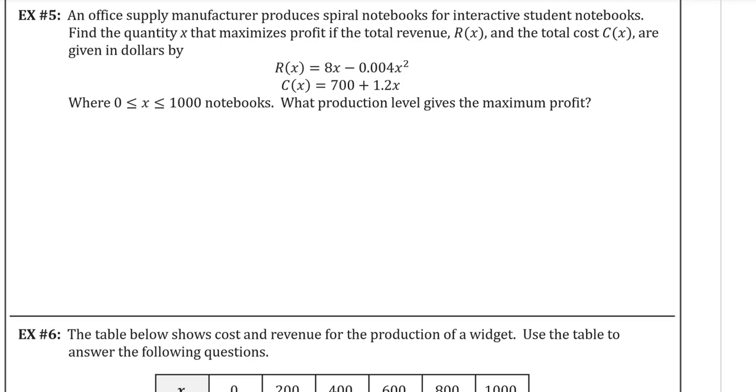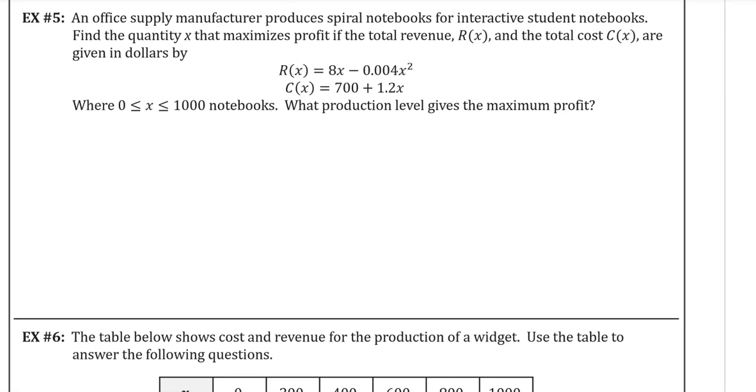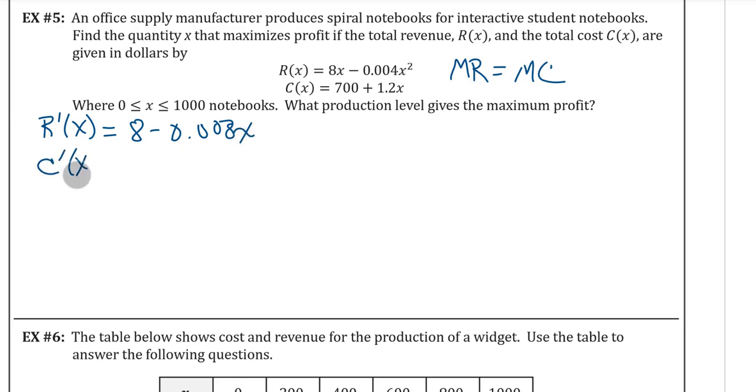Okay, so what we want to find is the derivatives of both our revenue and our cost function. Because remember, we're looking for where marginal revenue equals marginal cost. Where MR is equal to MC. So that means that those are our derivatives. So let's find our derivatives. So R prime of X is going to equal 8 minus 0.008x, and C prime of X is equal to, it's a constant, 1.2.